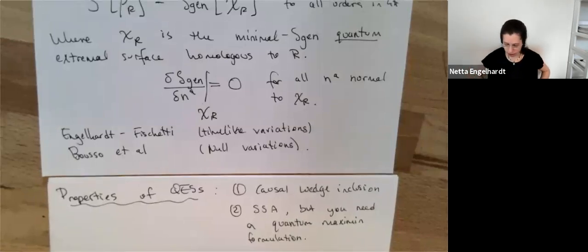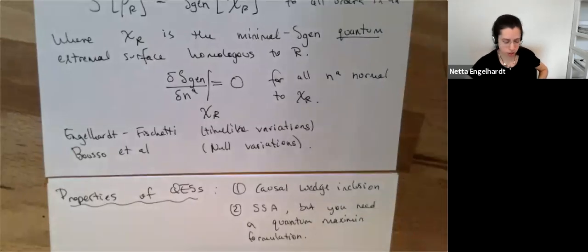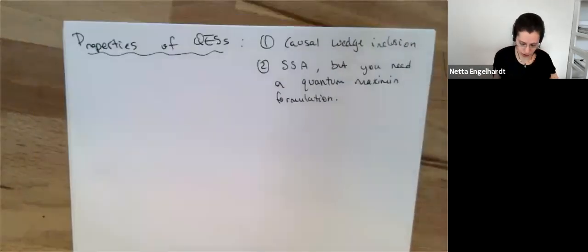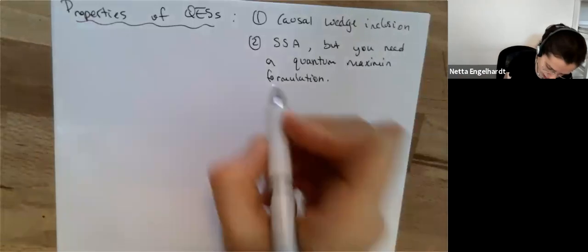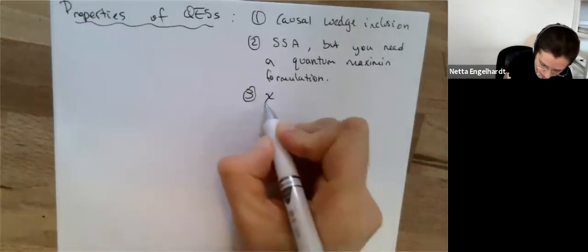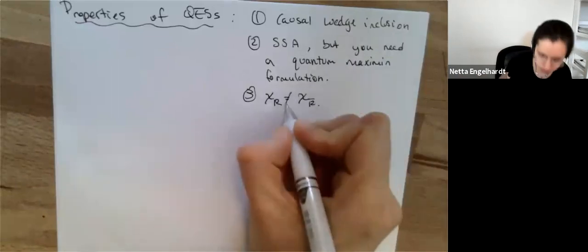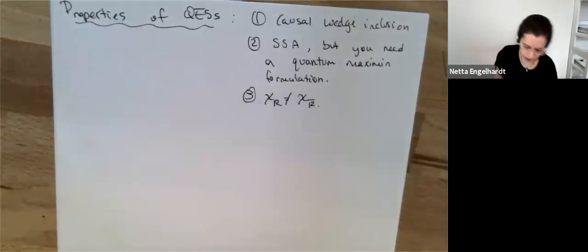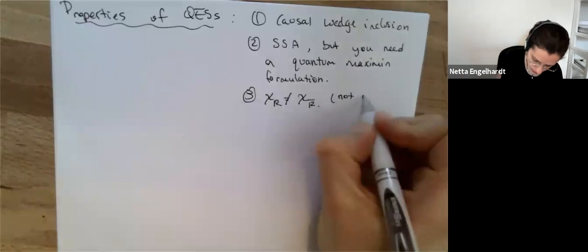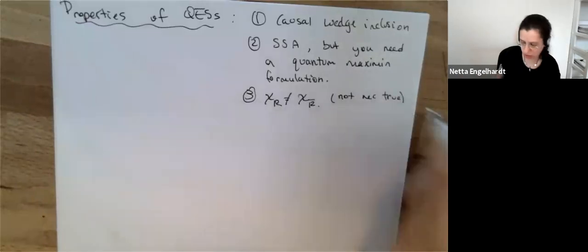Now, there is a very interesting property of quantum extremal surfaces, which is dramatically different from their classical counterparts, which is the following. It is not the case that chi R equals chi of the complement of R. Not always; it's not necessarily true. It can be true, but it's not necessarily true.